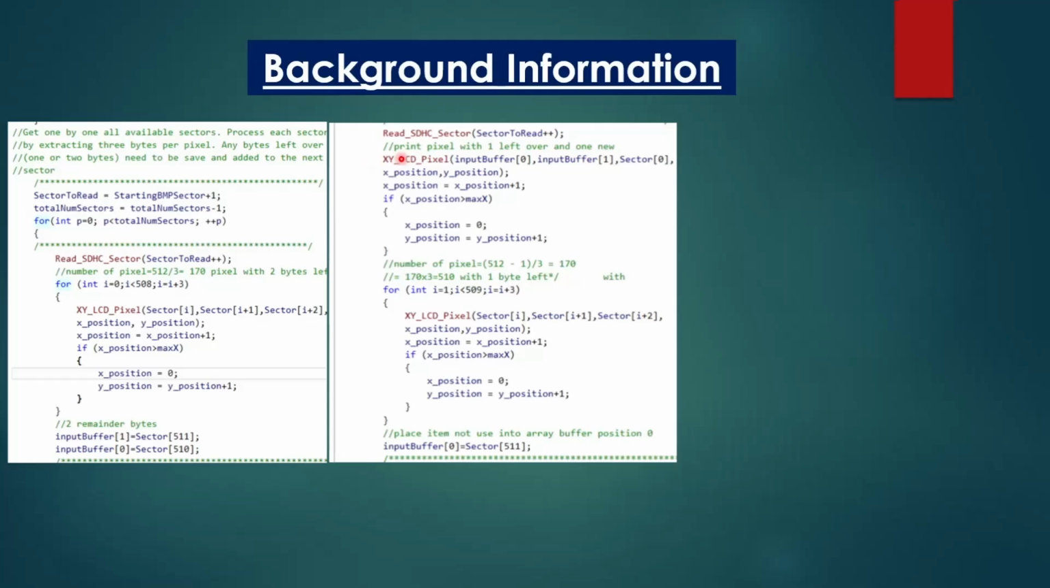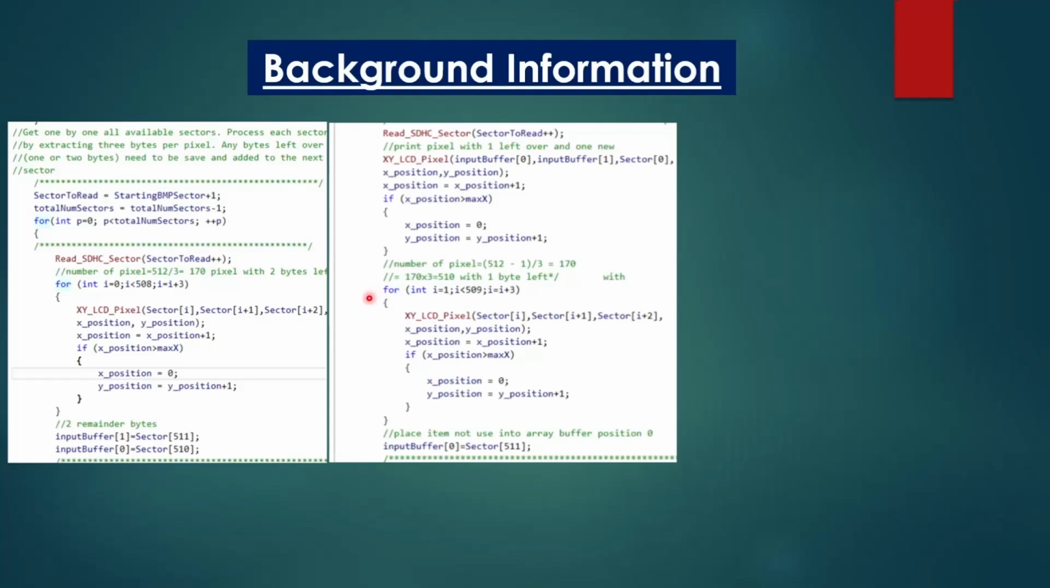So to put on display, I have the input buffer 0 and input buffer 1. Those are the 2 left over, and then I use sector 0 from the new read. And then I have my X and Y position, then I check my position. So now I took care of putting that particular pixel. Now I have to take care of the rest of the pixels.